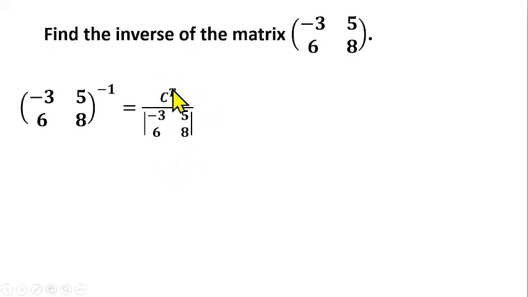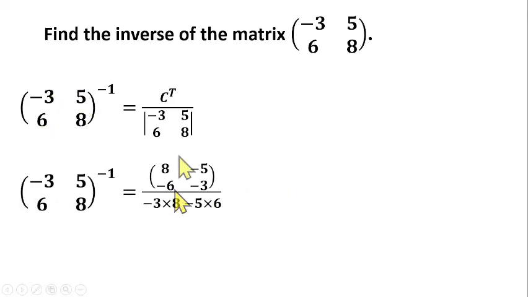Then we know how to find the cofactor transpose. Switch this diagonal, then this second diagonal, multiply by minus. So if you switch this one, you have 8 and minus 3, and if you multiply this diagonal by minus, you have minus 6 and minus 5. So what you have as the numerator here is the cofactor transpose of the matrix.